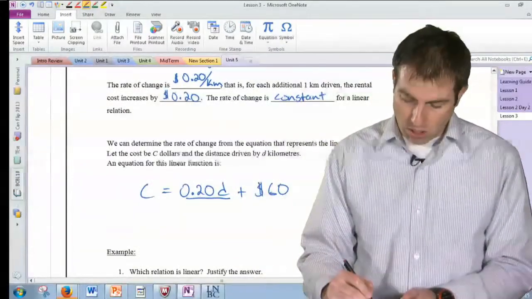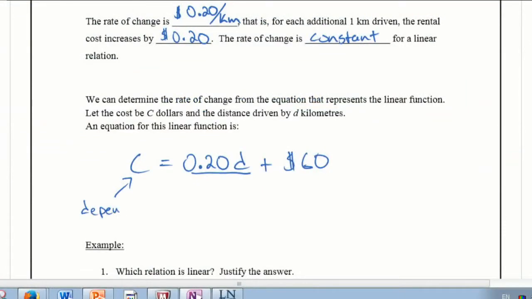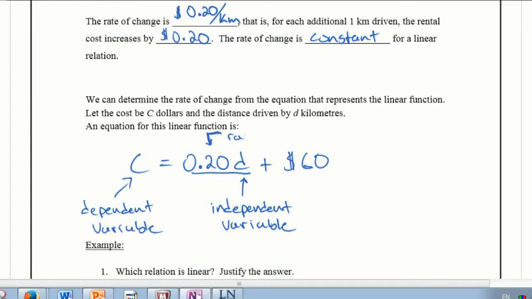So we have the cost, which is the dependent variable. And we have the distance, which is the independent variable. And then we have this 20, which is the rate of change. And then we have our 60 here on the end, which is the initial cost.